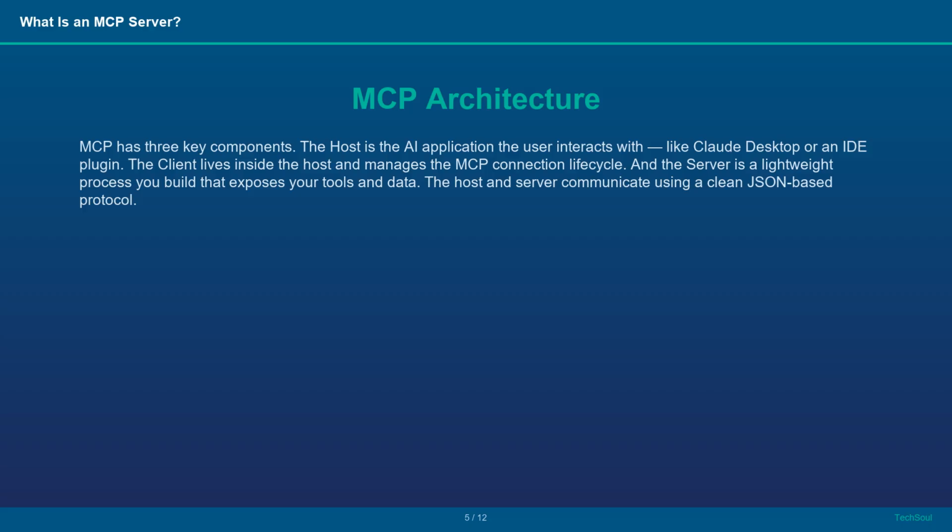MCP has three key components. The host is the AI application the user interacts with, like Claude Desktop or an IDE plugin. The client lives inside the host and manages the MCP connection lifecycle. And the server is a lightweight process you build that exposes your tools and data. The host and server communicate using a clean, JSON-based protocol.